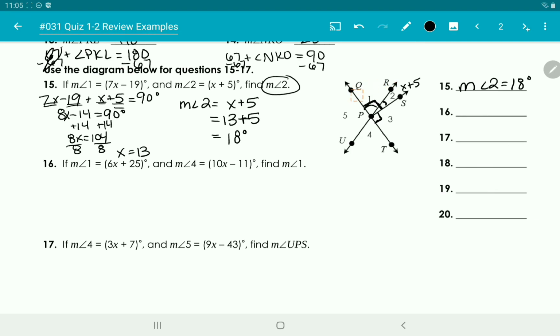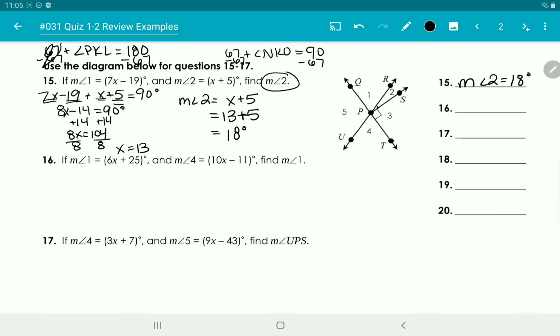And actually, I'm just going to go ahead and erase what I've got here. So again, we know that this is going to be a right angle because it makes a straight line with that other right angle. So number 16 now. Angle 1 is now 6x plus 25. Angle 4 is 10x minus 11. So we're looking at this and this one. These two angles are vertical angles. You can see they're directly across each other. You can draw a straight line through them. They meet at the vertex. They are vertical angles.